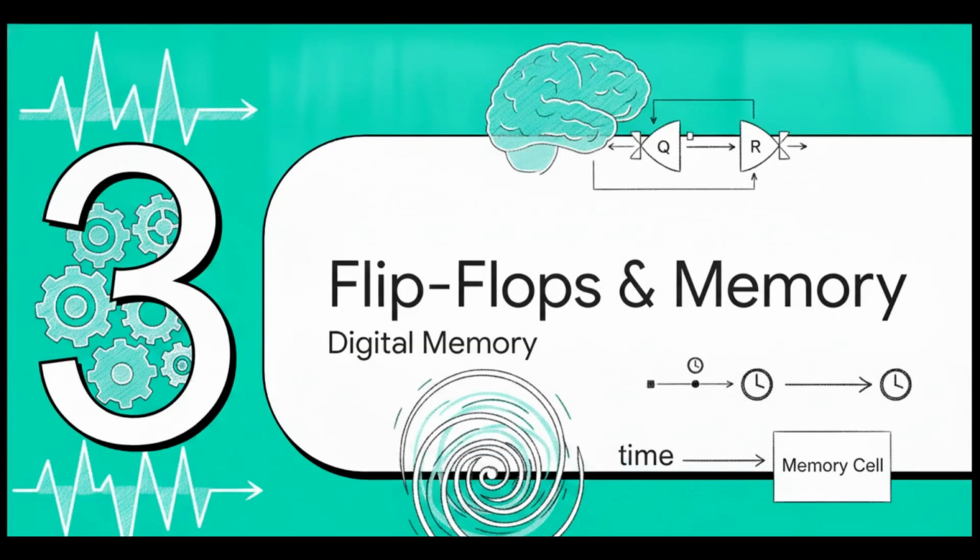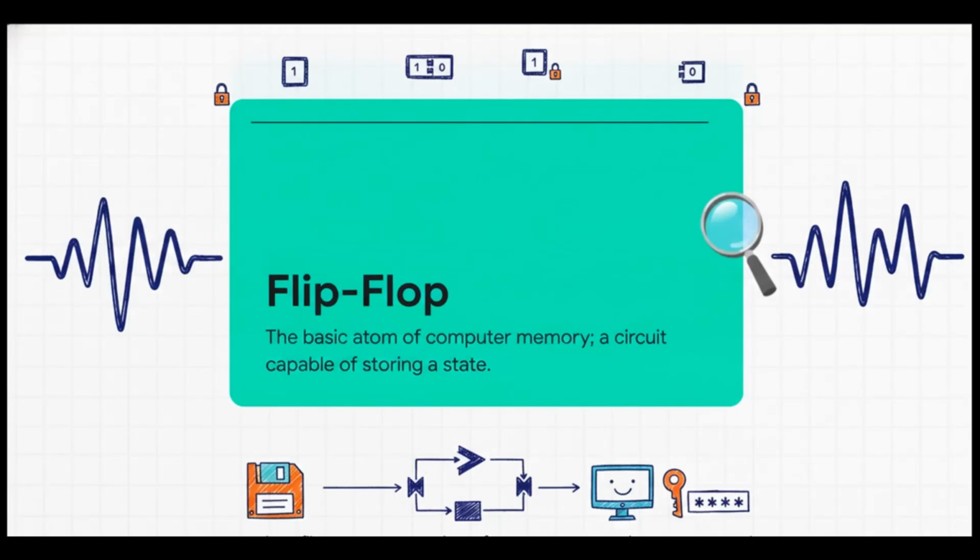Which brings us to part three, flip-flops and creating digital memory. So, our digital brain has its reflexes, and it can route traffic like a pro. But to truly be a computer, it has to remember. We're now adding the critical dimension of time, and that brings us to one of the most brilliant inventions in human history, the flip-flop. It is quite literally the basic atom of computer memory.